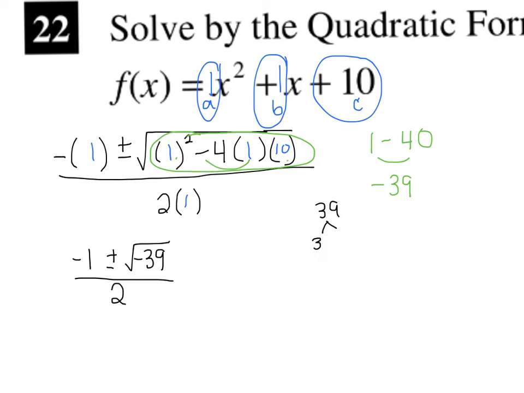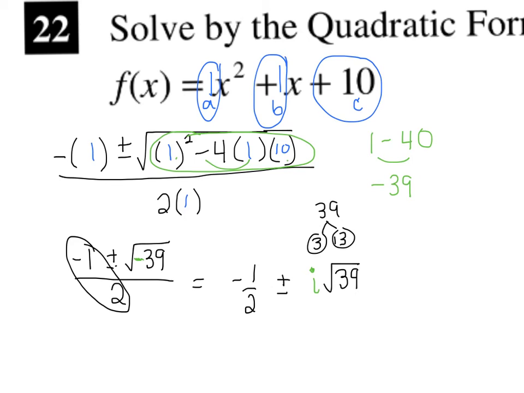39, we have 3 and 13 going into that. So no factor pairs come out. So that'll stay, but we can deal with that negative sign. So I'm going to take the negative 1 over 2, and that doesn't reduce. Then I'll put the plus or minus sign. I know that negative turns into an i, and the i has to be in front of the square root sign. The 39 stays, and the 2, really there's a 1 right here, so that doesn't simplify either. So that's your final answer.